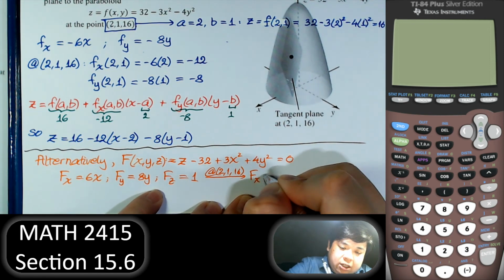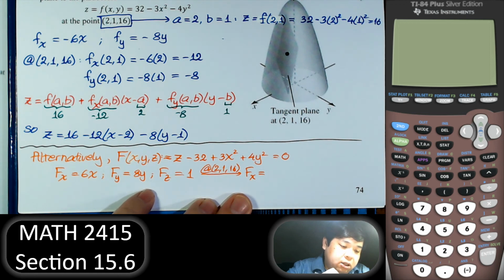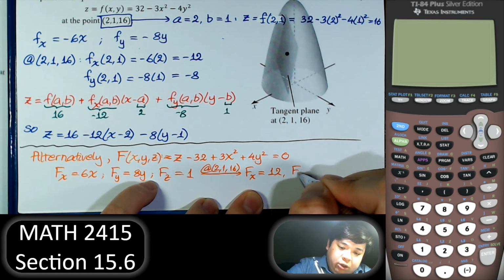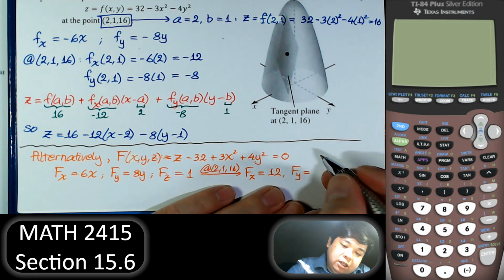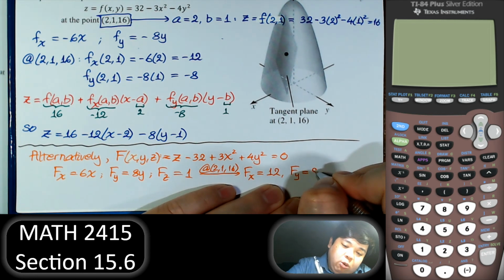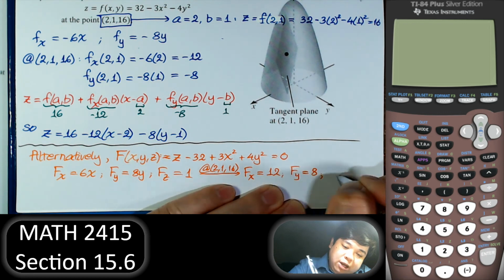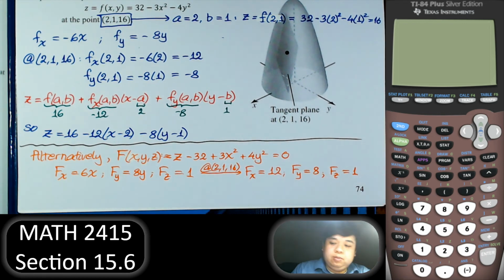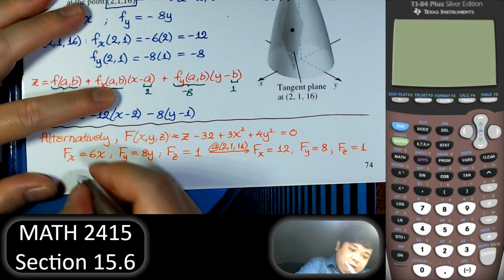Derivative with respect to x: put 2 in, we get 12. Derivative with respect to y: put 1 in for y, it is 8. And derivative with respect to z is 1. And then finally we will have 12.